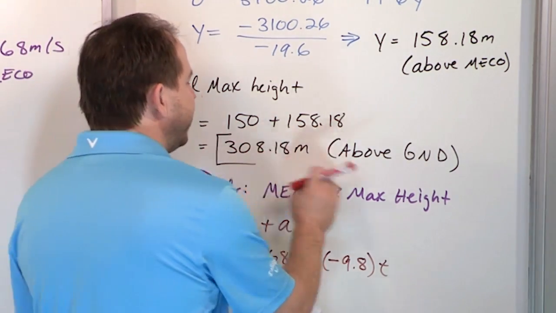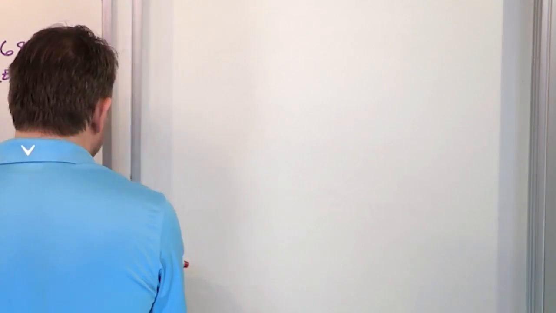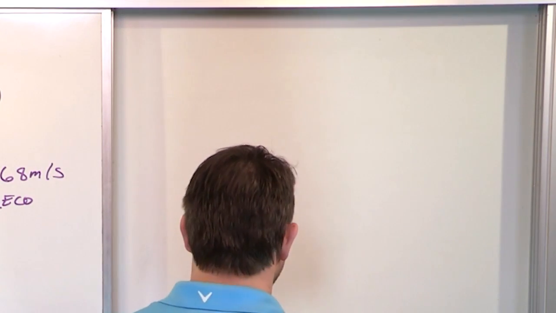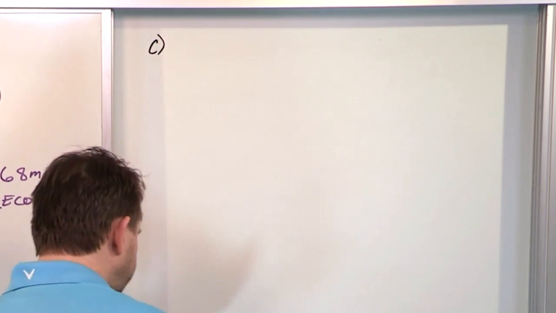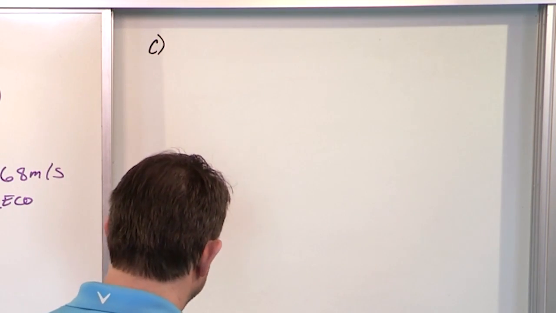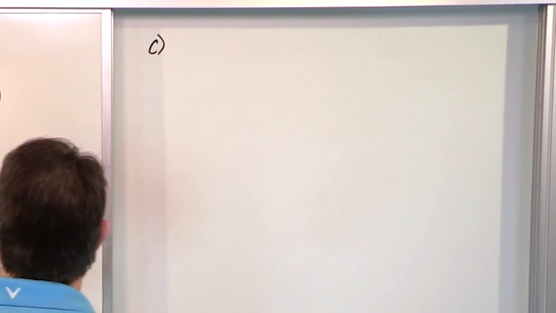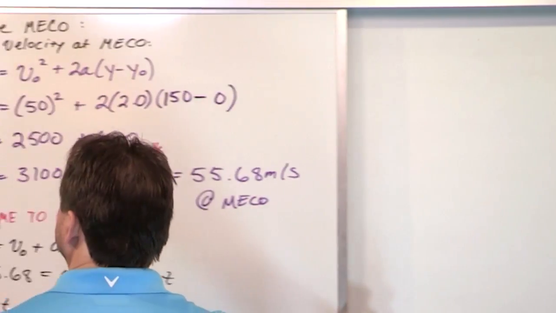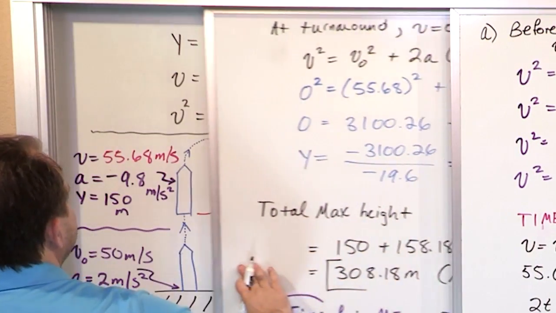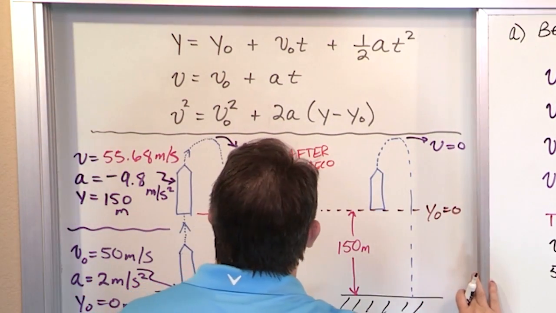So we're using this 308.18, and we want to calculate how long it takes the rocket, or any object, to fall to the ground under the influence of gravity. So for part C, that's what we need to do. We want to figure out how long it takes for that to happen. There's a couple of ways for you to find that time.